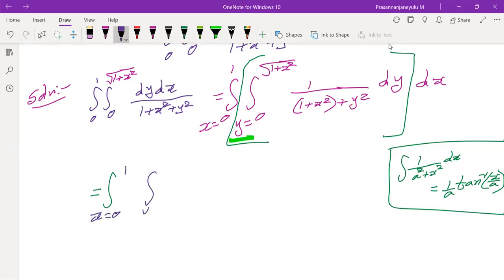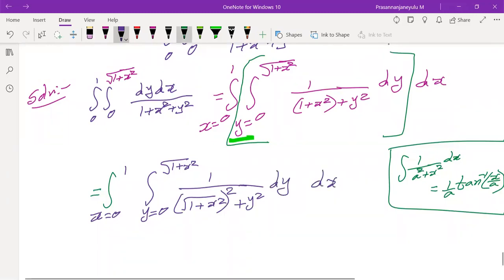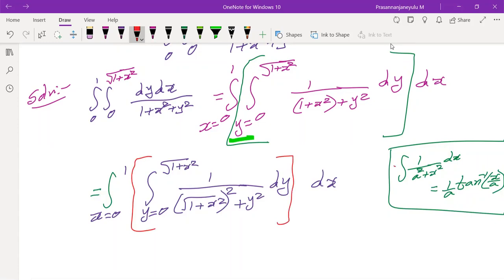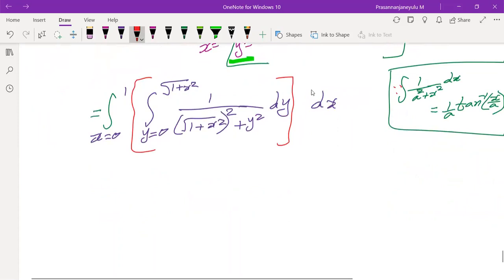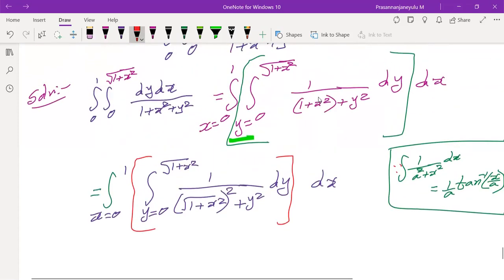Integration of y is varying from 0 to root of 1 plus x square, into 1 by, how are we writing this 1 plus x square as? Square root of 1 plus x square, whole square, plus y square, into dy and then dx. If we do integration with respect to the y variable, our integrand is in the form of the formula which I mentioned in the rough work.